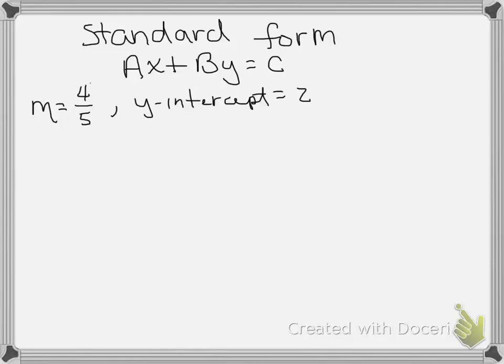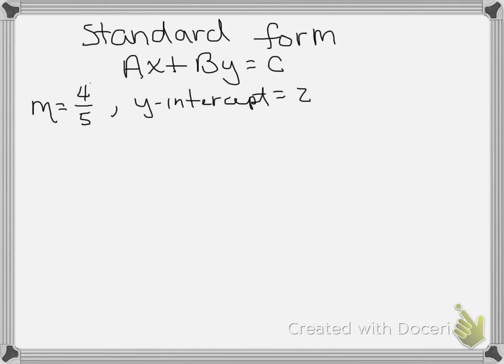All right, we're going to write an equation in standard form that has a slope of 4/5 and a y-intercept of 2. So again, we're looking to see what they provide us. We want to put it in standard form. That means we want the x's and y together on the same side of the equal sign, and a number that's not attached to a variable by itself on the other side.